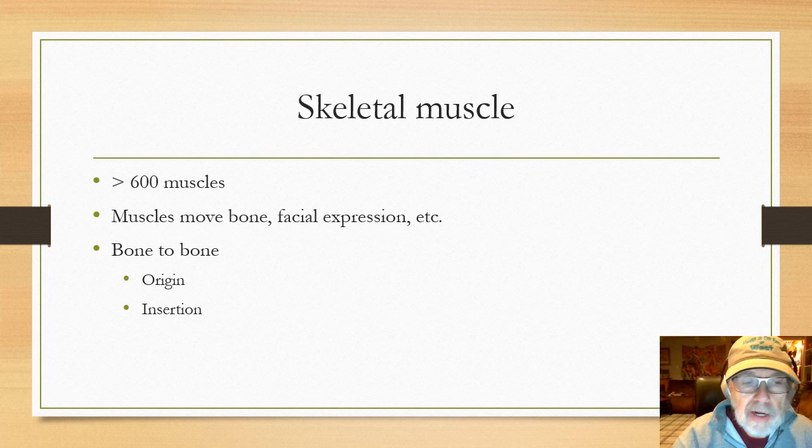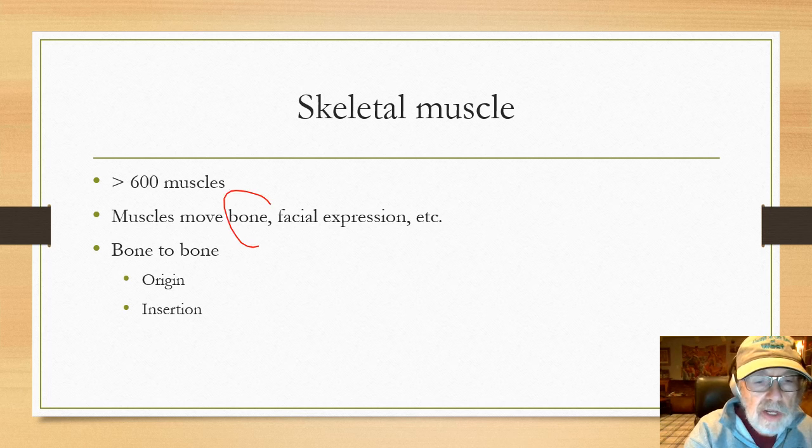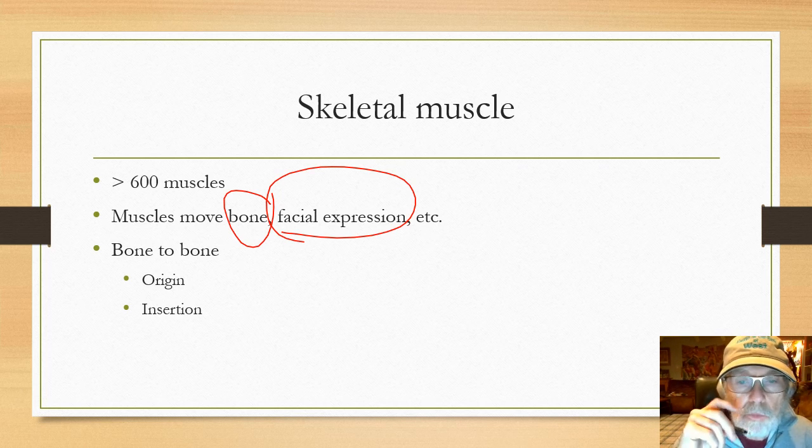The body has over 600 muscles, and a lot of these muscles do a lot of different things. Basically, we know what a muscle does: it connects bone to bone and provides movement. They also provide facial expression, everything we do. Interesting thing about facial muscles: if you look in a mirror and make all kinds of faces, they don't have a muscle that goes bone to bone. They have a muscle that goes bone to skin, and because the end of the muscle is inserted into skin, that causes the skin to move, which provides facial expression.